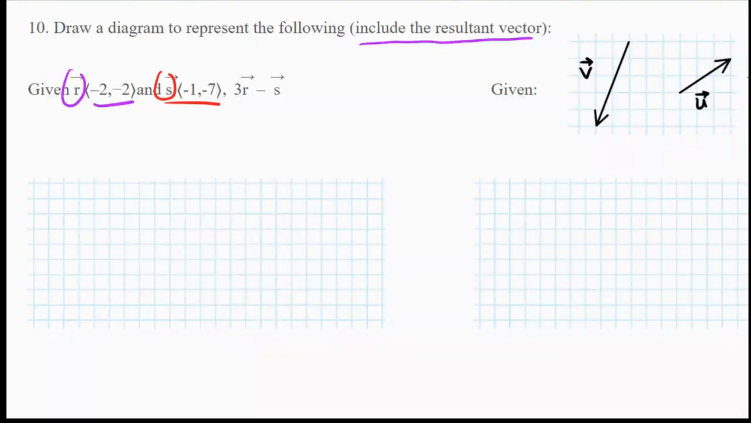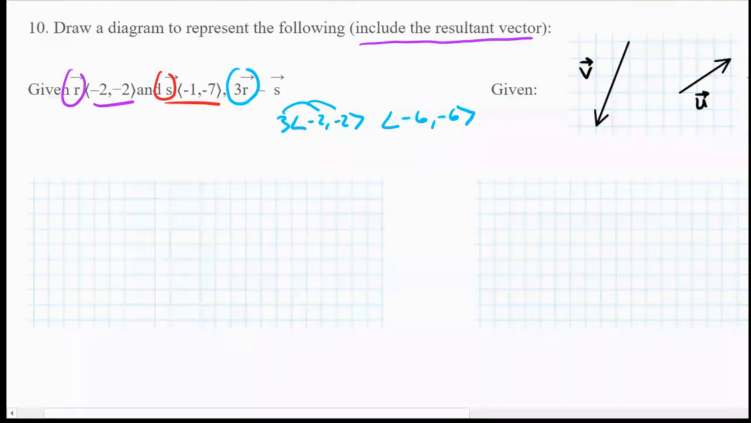When I'm drawing this, I really want to draw, I'll do this in blue, vector 3r, which is 3 times vector r, or a scalar of 3. But I think of it kind of like its distributive property. So really what I'm going to be drawing instead of just the vector r is 3r, which is -6, -6. When I draw this, hopefully I pick a spot that has enough room. 1, 2, 3, 4, 5, 6 over and 1, 2, 3, 4, 5, 6 down. My vector 3r is my light blue one here.